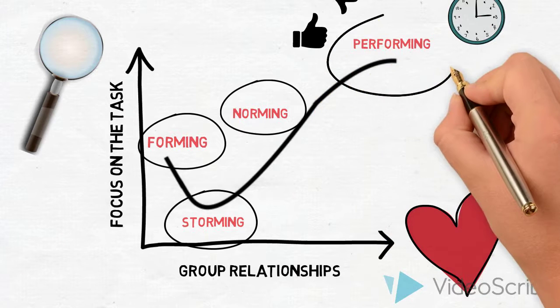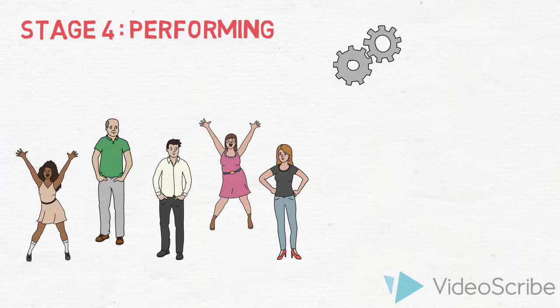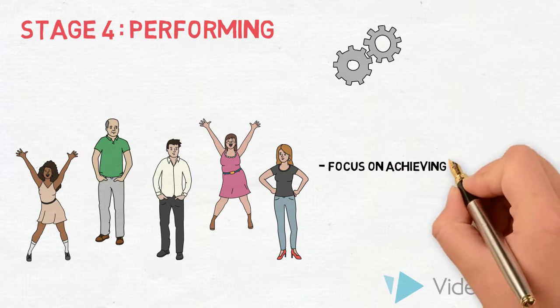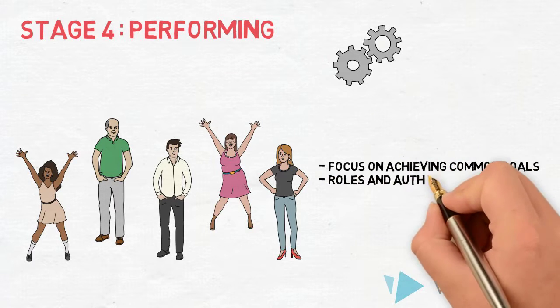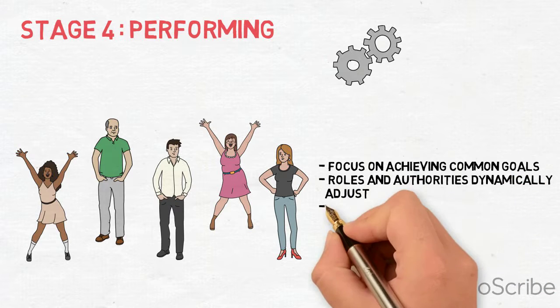The fourth stage is the performing stage. When group norms and roles are established, the team reaches the performing phase. Group members focus on achieving common goals that help them reach a high level of success. Their roles and authorities dynamically adjust to the changing needs of the group and individuals. By this time, they are motivated and knowledgeable.